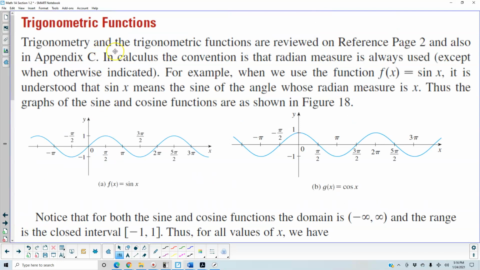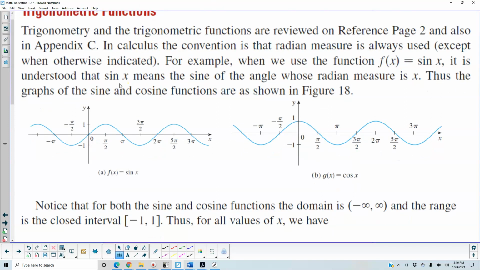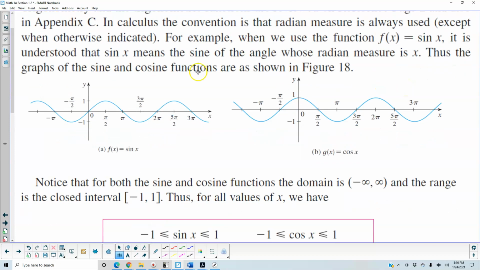Trigonometric functions. Trigonometry and the trigonometric functions are reviewed in reference page 2 and also in Appendix C. In calculus, the convention is that radian measure is always used except when otherwise indicated. For example, when we use the function f of x is equal to sine of x, it is understood that sine of x means the sine of the angle whose radian measure is x. Thus, the graphs of the sine and cosine functions are shown in Figure 18.